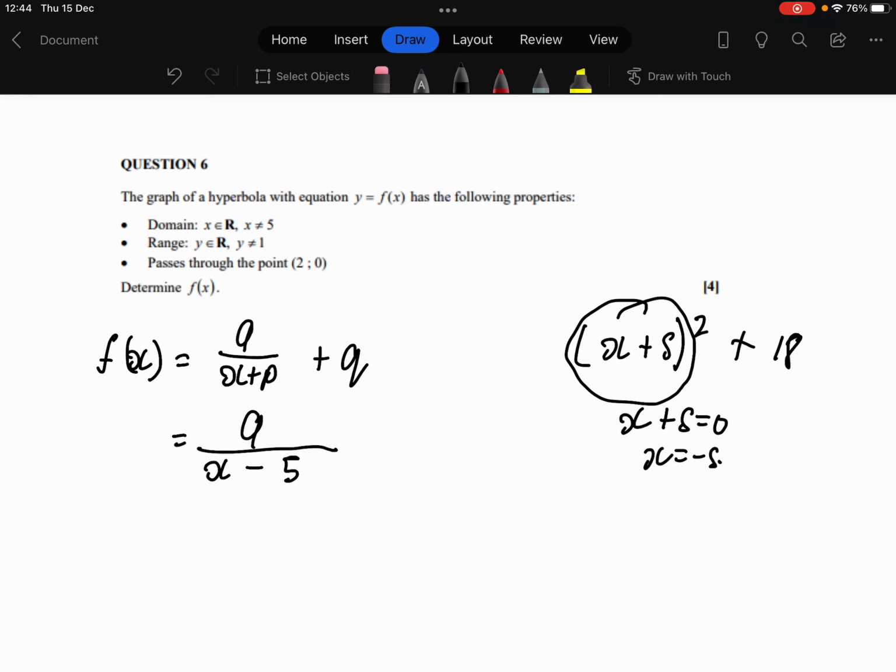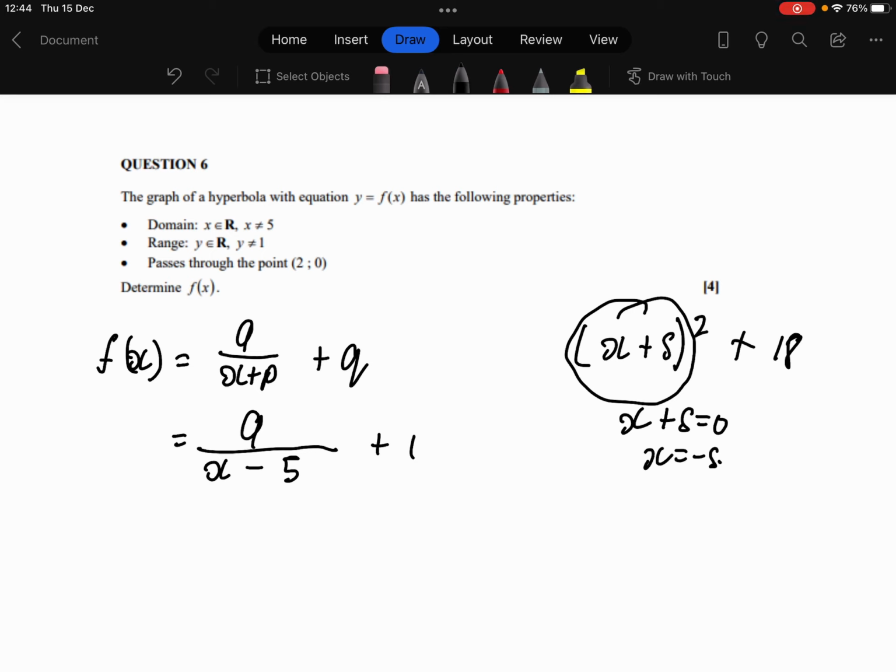Okay, the range, they say range is y is an element of R, but y cannot equal 1. Okay, since y cannot equal 1, that is our asymptote. For y, we're just going to bring it straight down, no sign change involved. Okay, what we're missing is the value of a.